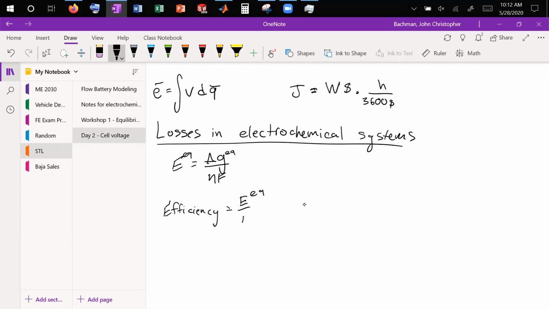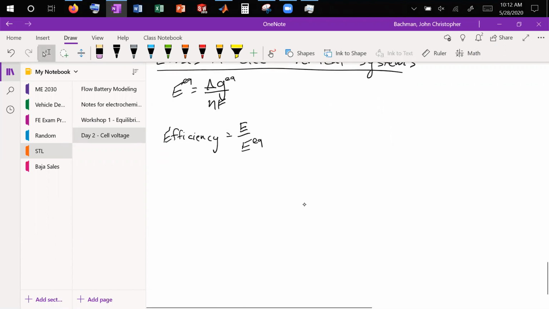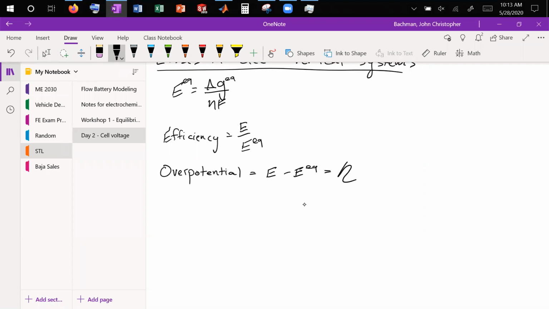So what you're going to say is the efficiency of your system is going to be the voltage you operate over this equilibrium. Any inefficiencies you have in your system will typically show up as losses in voltage. So what we typically look at is something called overpotential. These are differences in the voltage from what you would expect at equilibrium. So your overpotential is going to be E minus your E at equilibrium, and we're going to use the symbol eta.